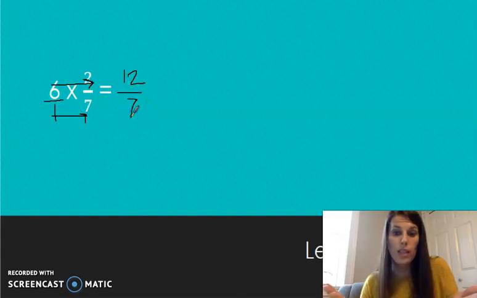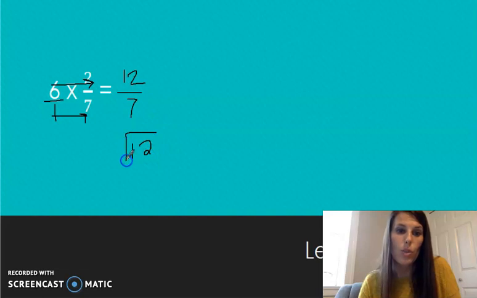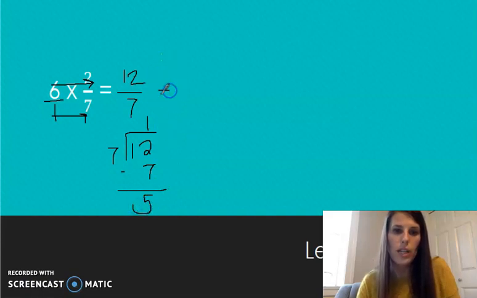Now, we can't leave it like this. It's an improper fraction. So again, you could either decompose it, or if you do division, it would look like this. You have your 12 divided by 7, which you can make one group. 1 times 7 is 7. When you subtract, you get a remainder of 5. So that means your answer is going to be 1 whole. Your remainder 5 goes in your numerator, and your divisor 7 is your denominator. It's 1 and 5 sevenths.